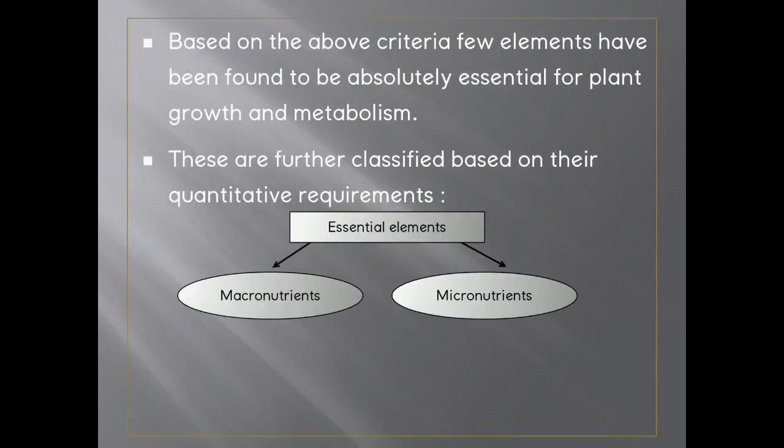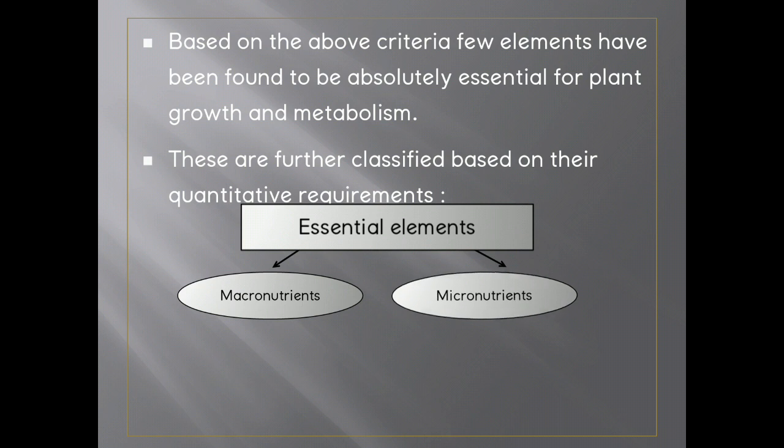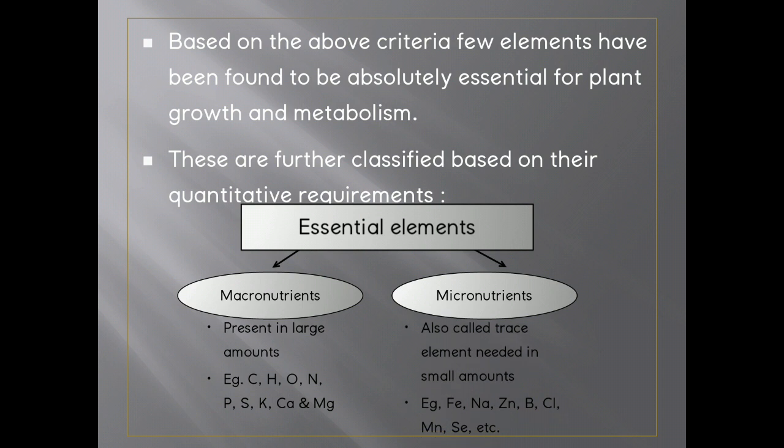Based on the above criteria, few elements have been found to be absolutely essential for plants' growth and metabolism. They are further classified into macronutrients and micronutrients. As the name suggests, macronutrients are present in large amounts and micronutrients are needed in small amounts. Micronutrients are therefore also called trace elements. The examples of macronutrients are carbon, hydrogen, oxygen, nitrogen, phosphorus, and so on. Whereas micronutrients include iron, manganese, zinc, boron, chlorine, etc.